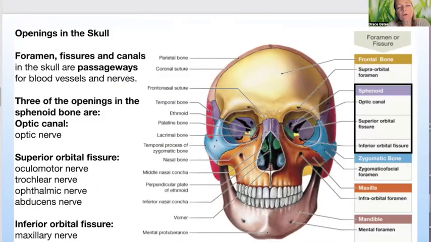I won't demonstrate. Now, openings in the skull. Foramen, fissures, and canals in the skull are passageways for blood vessels and nerves.